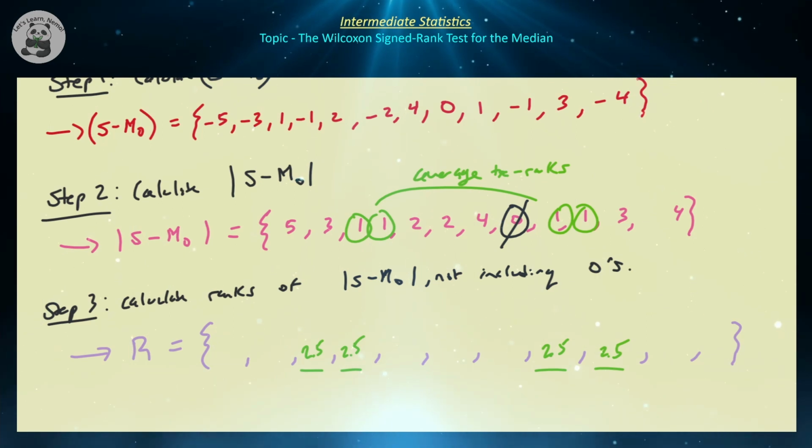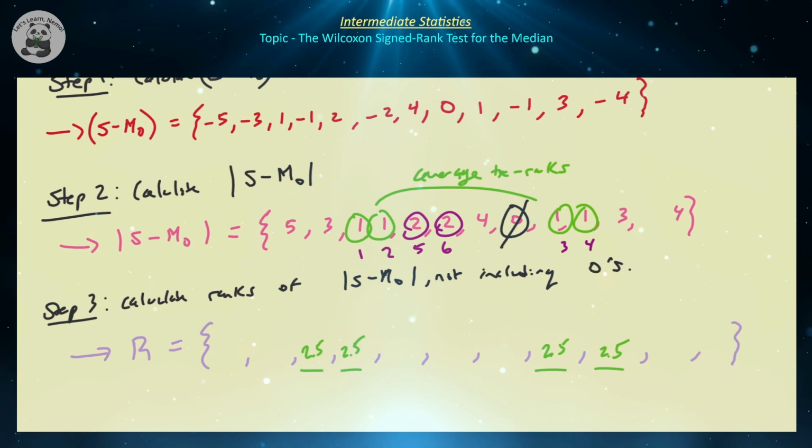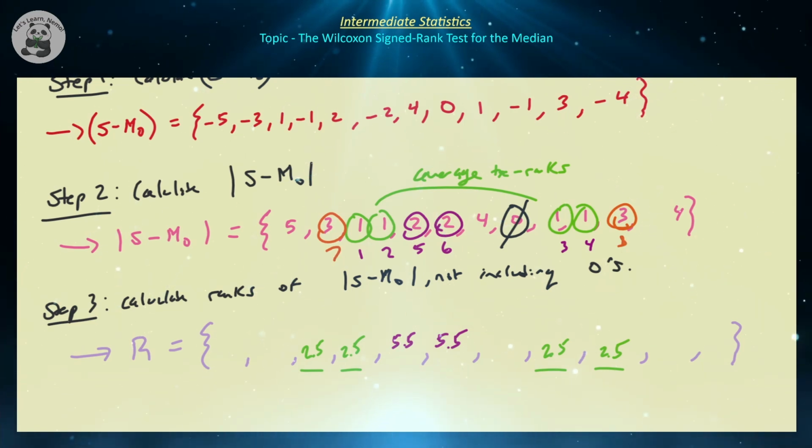Now we're going to look at the other values as well. So what is the next value in sequence? We have 1, 2, 3, 4, and then 5. So the next in sequence would be 2 and 2. That's going to be 5 and 6, and both of them are tied for ranks 5 and 6, so that's going to get a rank of 5.5. So we're going to have 5.5 and 5.5 there. And the next values in sequence are these 3s, and they're tied for ranks 7 and 8, so that's going to get a 7.5. So 7.5 is going to go there, and then 7.5 is going to go there. And then the next in sequence is going to be this 4, and that's going to get rank 9.